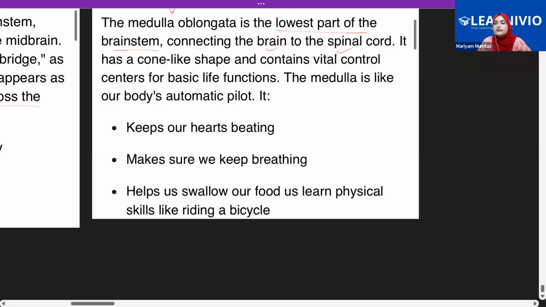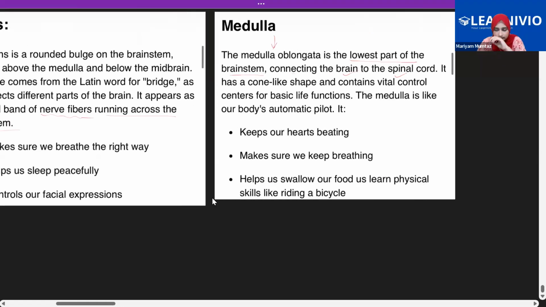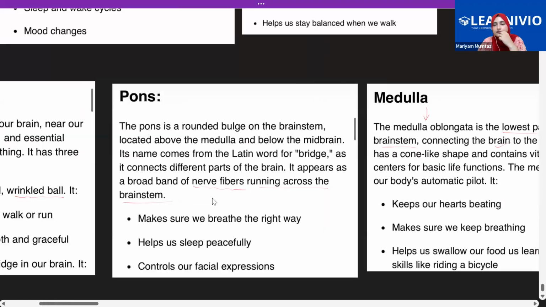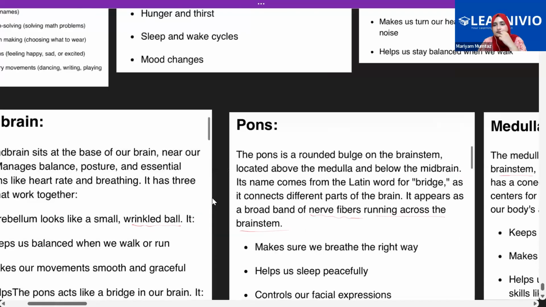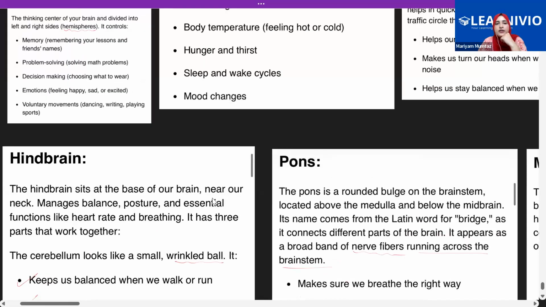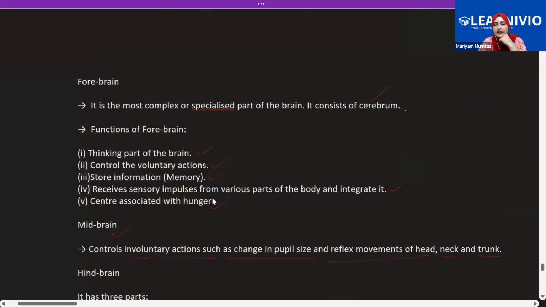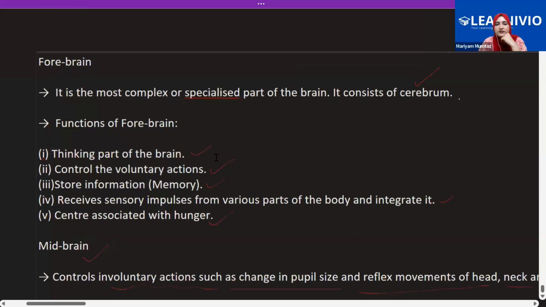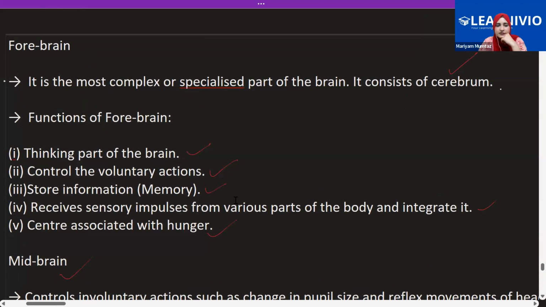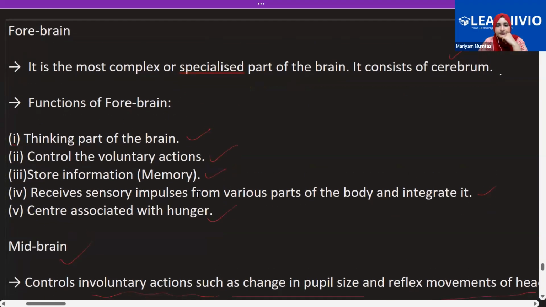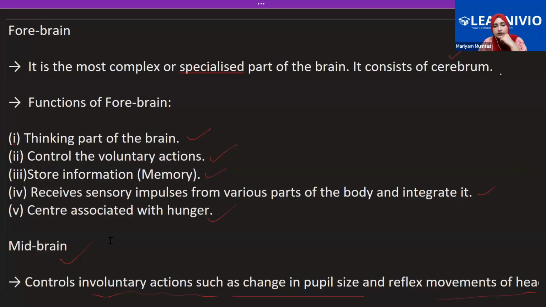Is it clear, students? Any doubts? No, ma'am. All right. Okay, now you people note down. You have written the forebrain part, right? You write this part of the forebrain also, this part you might not have written. You can note it down.